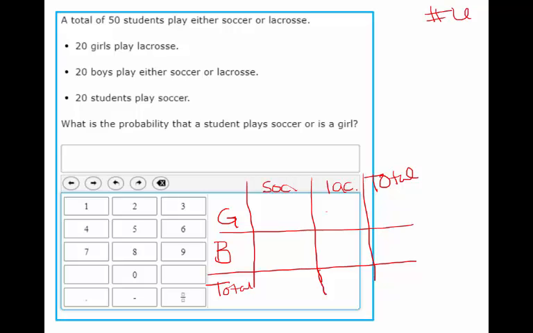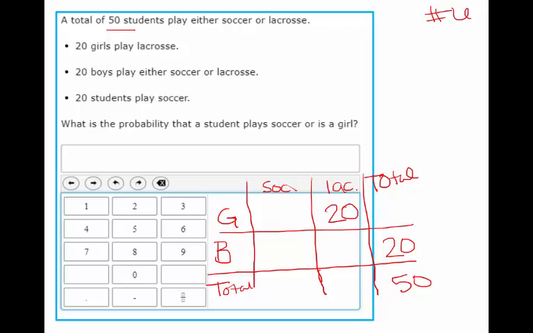Girls lacrosse, that would be this box right here. We know that's 20. We actually should start even higher than that. 50 students play either soccer or lacrosse. So students all together, the overall total of people that it looks at here is 50. 20 boys play either soccer or lacrosse. So that means that soccer or lacrosse boys, the total of boys would be over here. It doesn't matter which sport they play, that's just your total of boys.